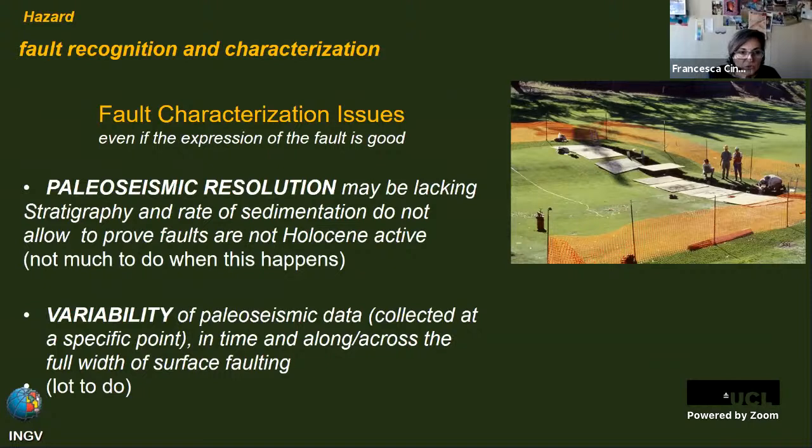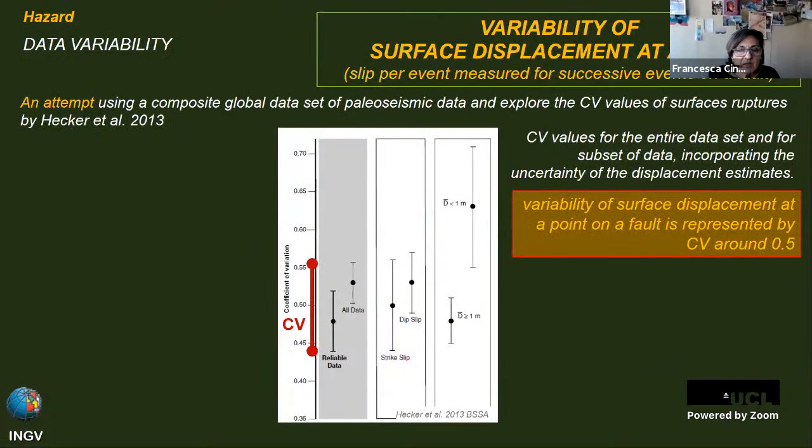And then another issue is the variability of palaeoseismic data collected, which are, of course, data collected at a specific point, and the variability is in time and along and across the full width of surface faulting. And there's a lot to do with this. Variability of surface displacement at the point also means slip per event measured for successive events on a fault.